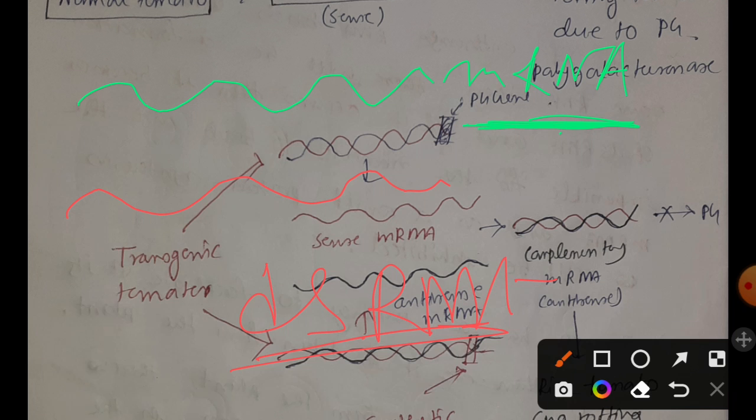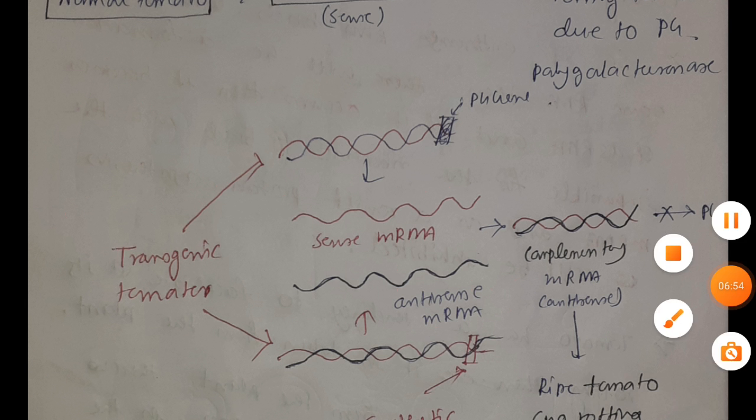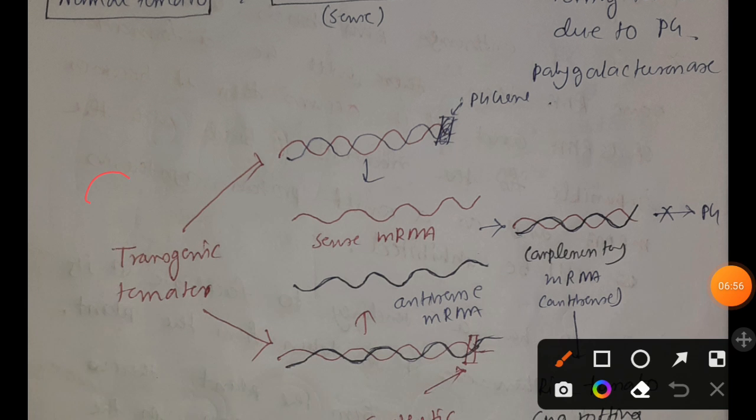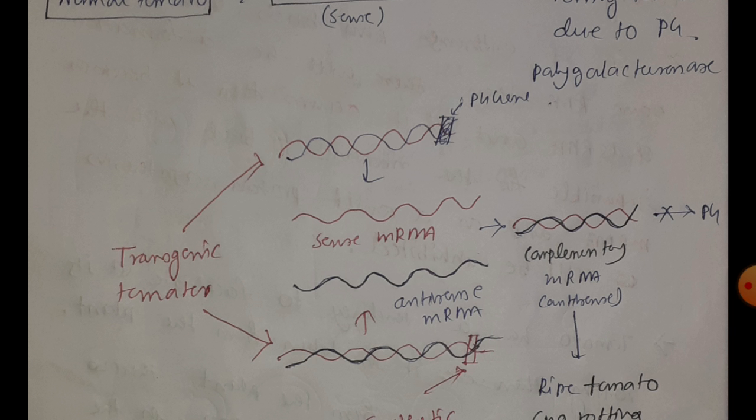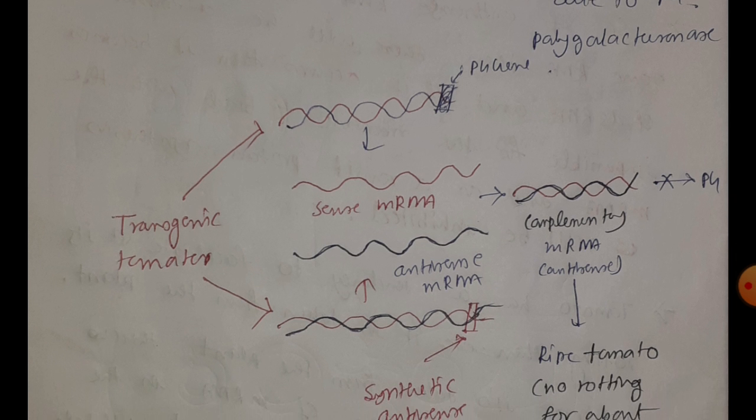To understand this, you must have some basic knowledge of translation. So remember it very carefully, that a single stranded mRNA molecule will be translated into protein with the help of ribosome. Okay, so translation of a single stranded mRNA molecule is possible, but translation of any double stranded RNA is not possible, right?